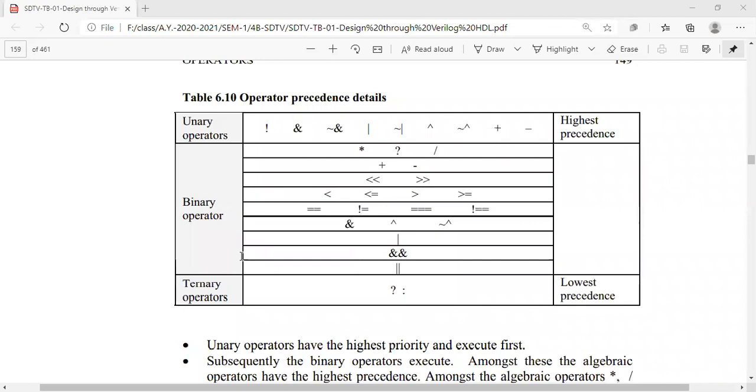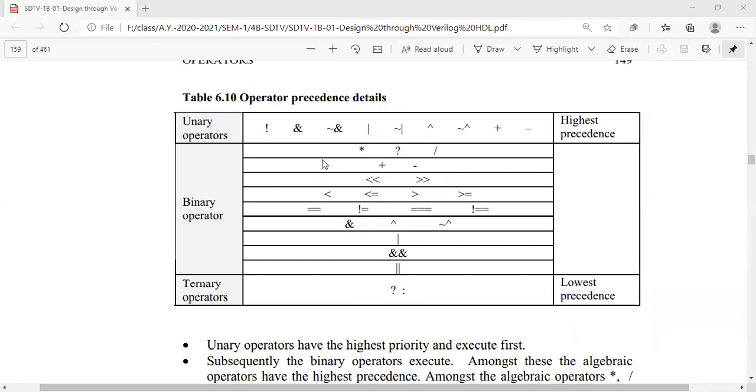So for that we have a table for this operator precedence details. First, highest priority for the unary operators, next the binary operators, next the ternary operators. Next, you see here it is mentioned from the highest precedence to the lowest precedence. So in the binary operators also, which one has to be solved first and which later is mentioned here. In the operators we have also already seen logical operators, relational operators, all of those.